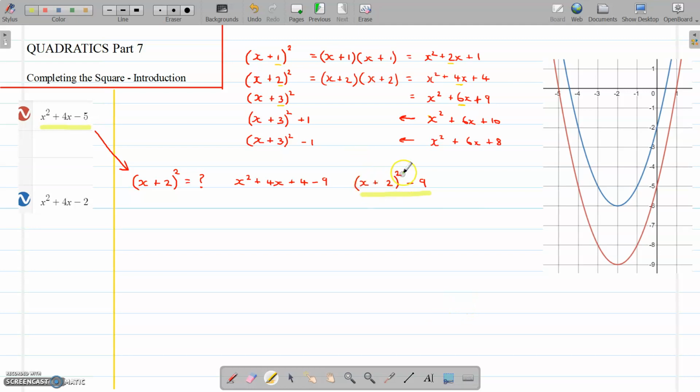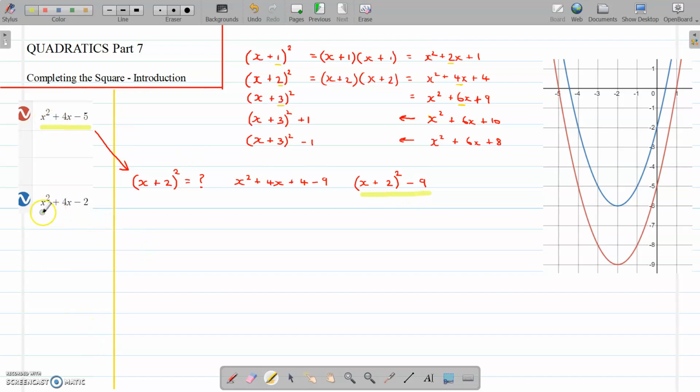Let's just quickly check it. x plus 2 all squared is x plus 2 times x plus 2, which is x squared plus 4x plus 4, and then the take away 9 is that, and we know that if we add 4 and take away 9, it will give us negative 5, okay. So that is in completed square form equivalent to that. That's the completed square form of that.